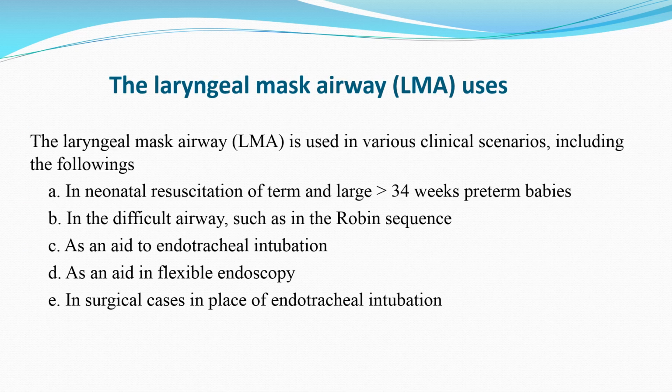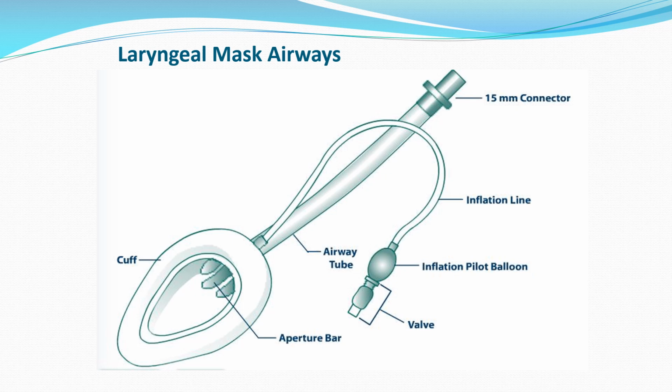The laryngeal mask airway is used in various clinical scenarios, including the following: in neonatal resuscitation of a term baby more than 34 weeks gestation and more than 2 kg, in the difficult airway such as Pierre Robin sequence, as an aid to endotracheal intubation, as an aid in flexible endoscopy, and in surgical cases in place of endotracheal intubation. And this is the laryngeal mask. This is connected to the Ambu bag or to other machines as needed. And this is the cuff, which needs to be inflated after applying it over the laryngeal inlet.